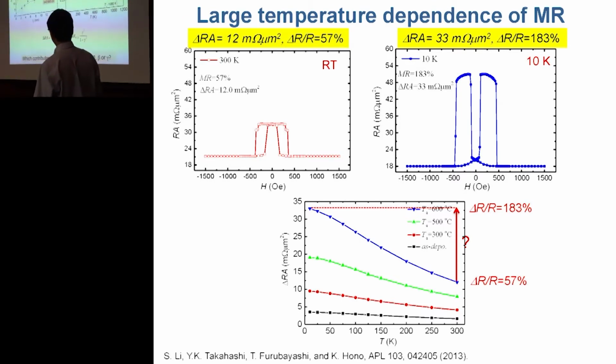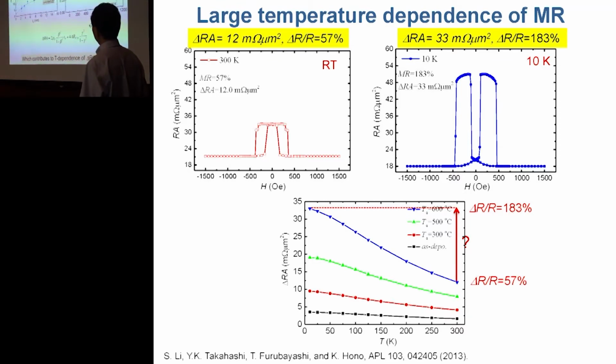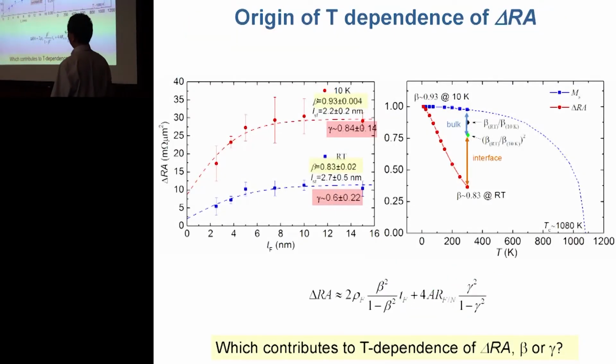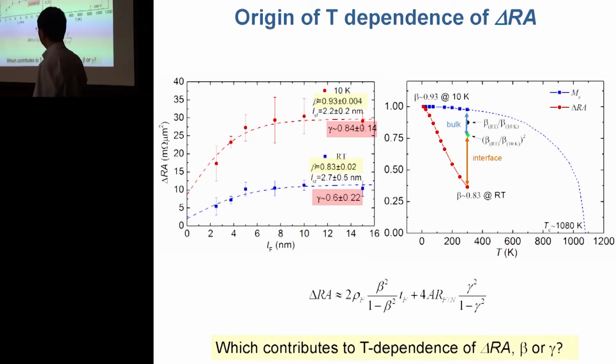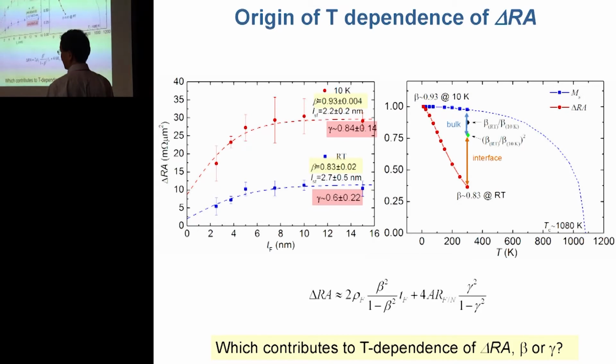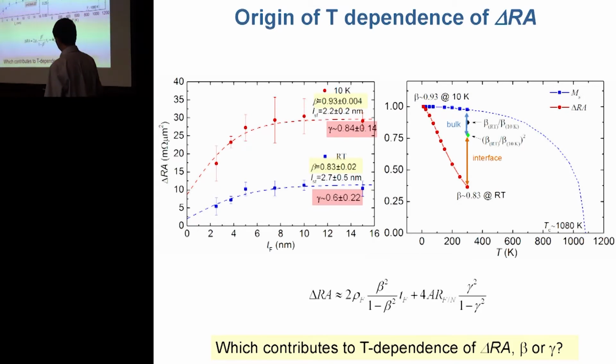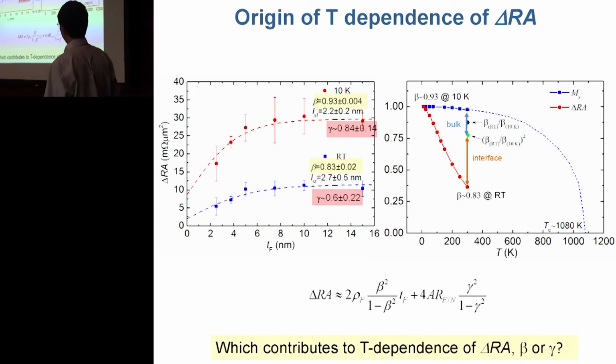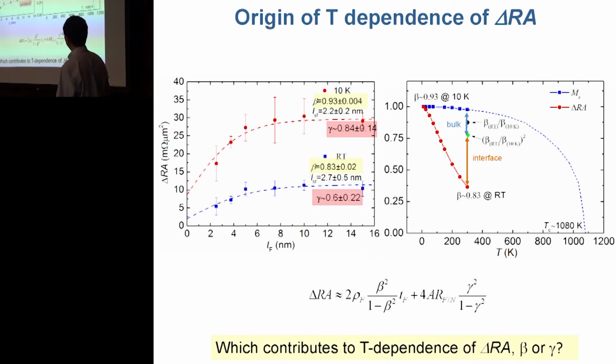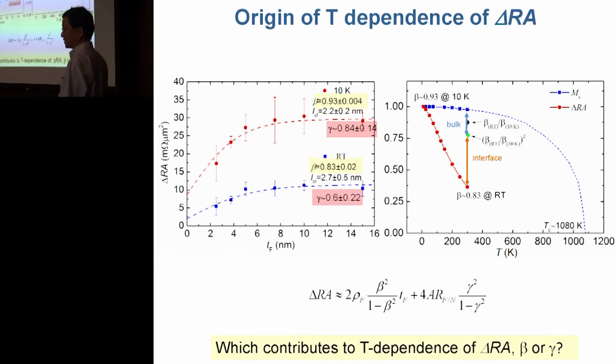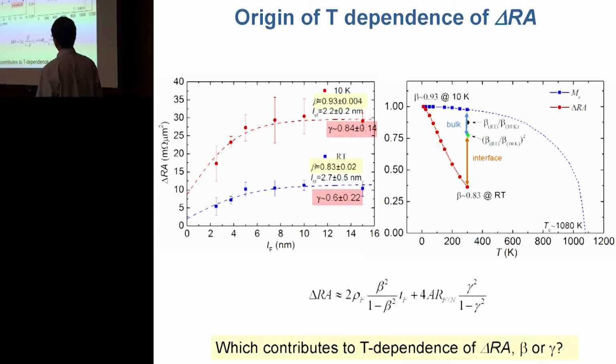In order to understand the reason, we measured the delta array value as a function of the thickness of the ferromagnetic layer. Then we can see this kind of change. Fitting this experimental data to the Valet-Fert equation, we can deduce beta and gamma. Beta is the bulk spin polarization, and gamma is the interface spin asymmetry, for 2 temperatures.